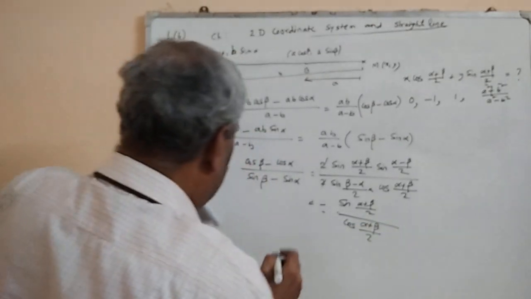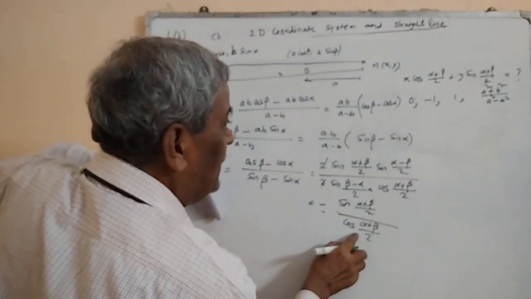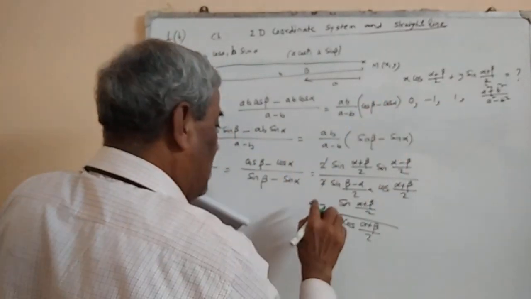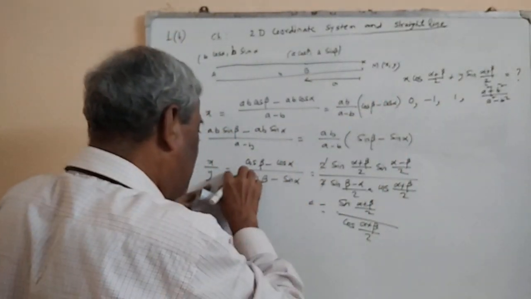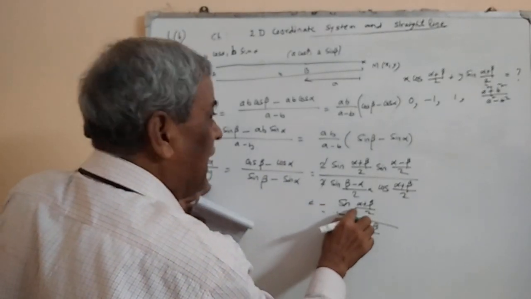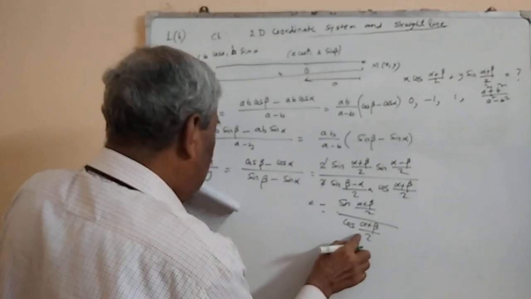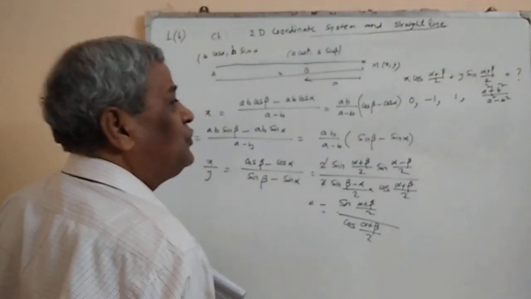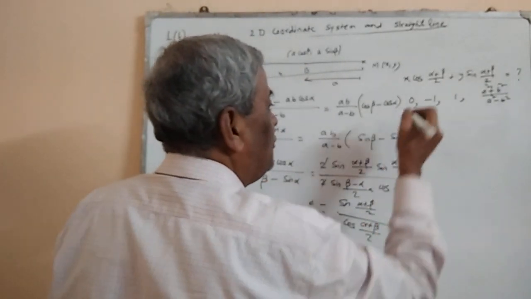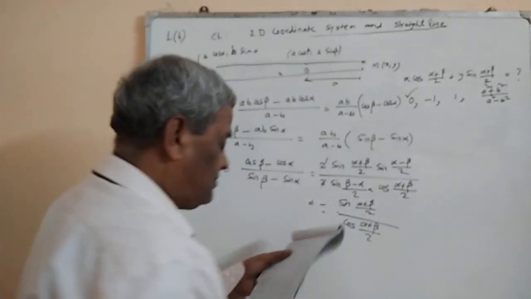Then x cos of alpha plus beta by 2 is equal to minus y into that. So taking it on one side, x into that plus y into this is equal to 0. So our option is that, 0.